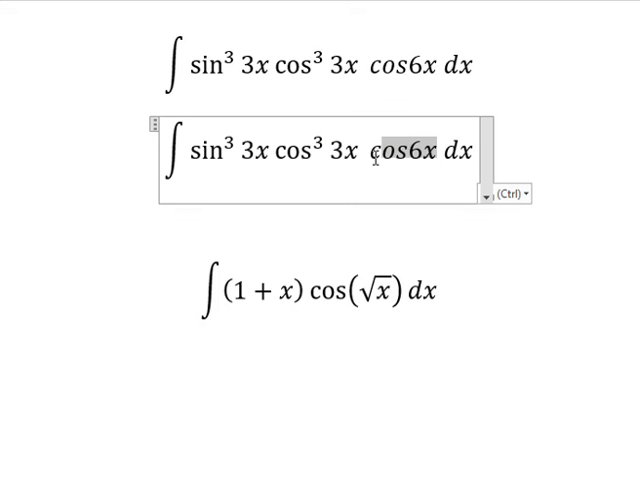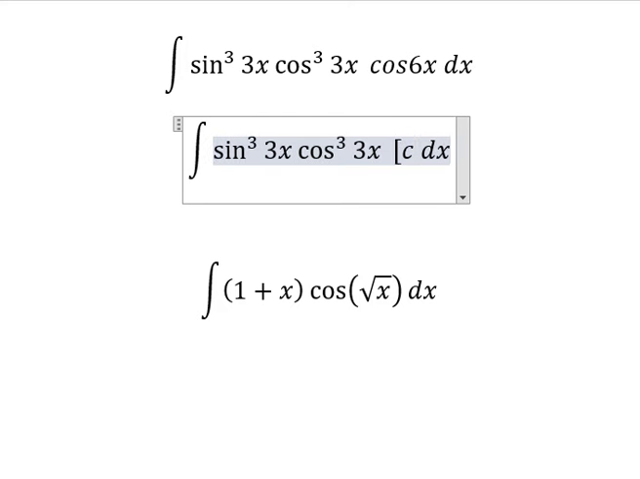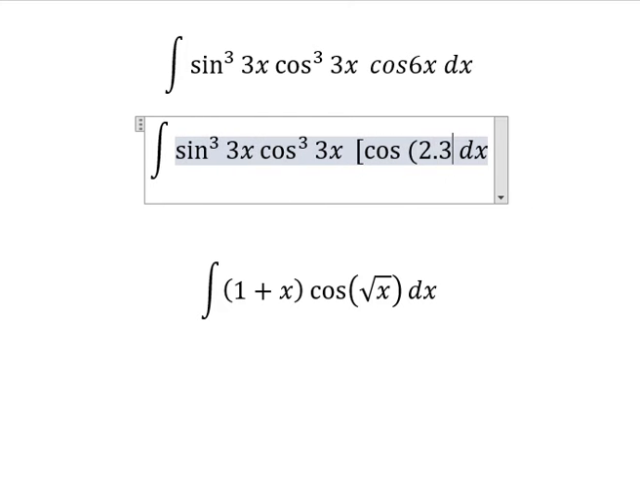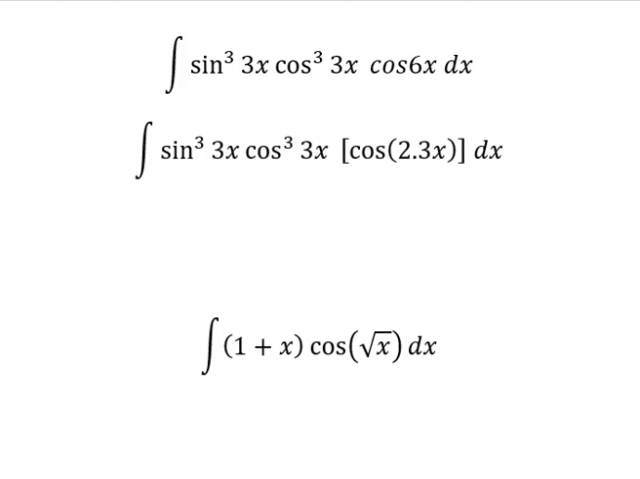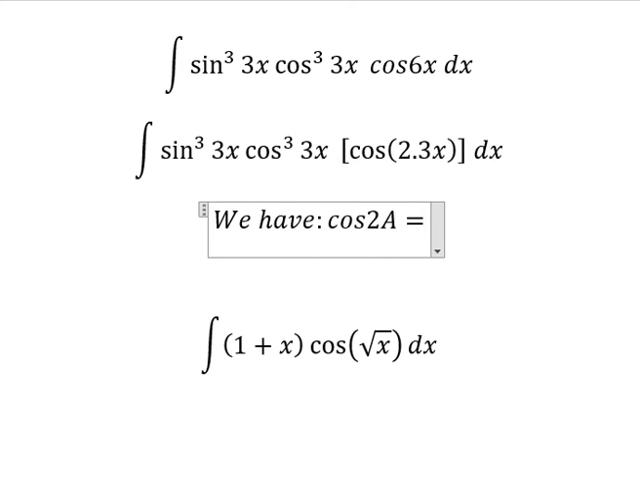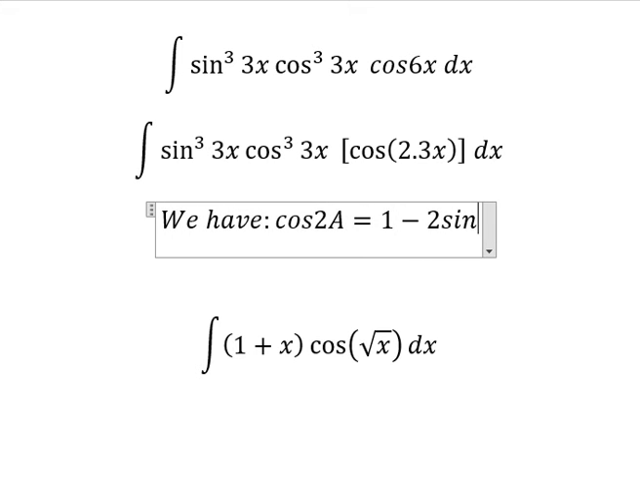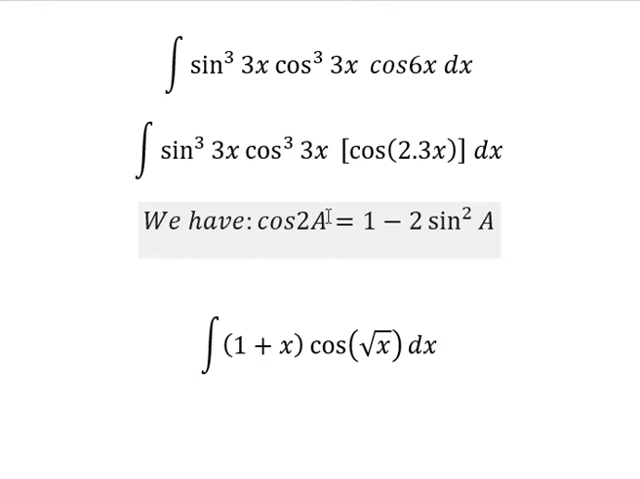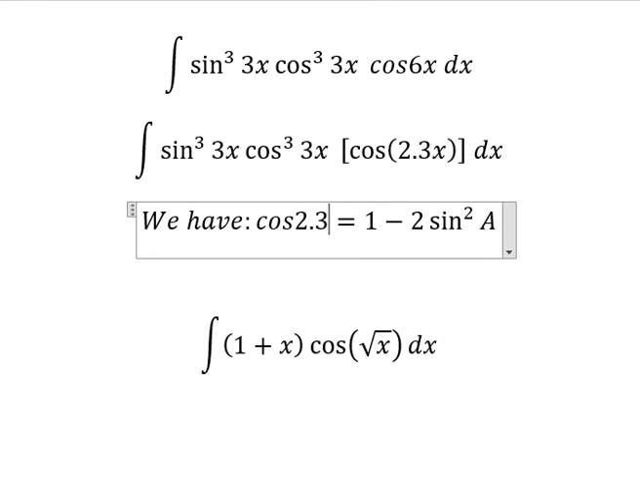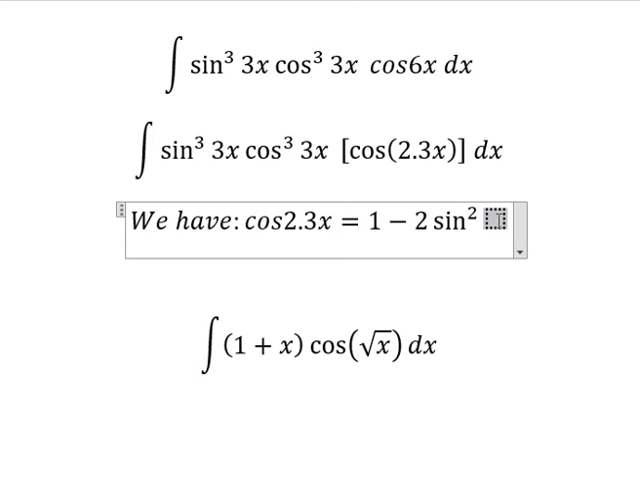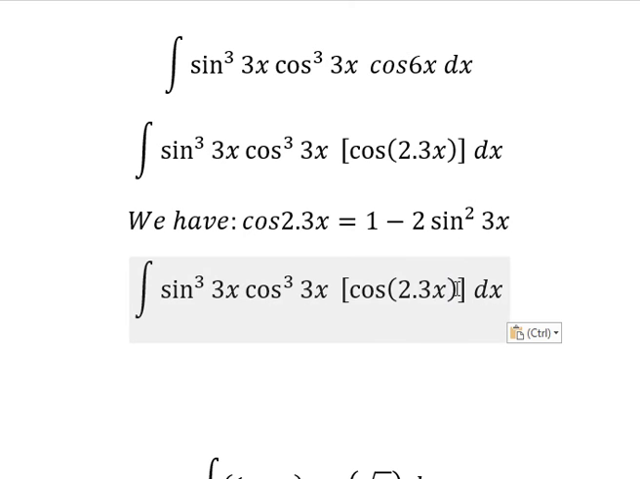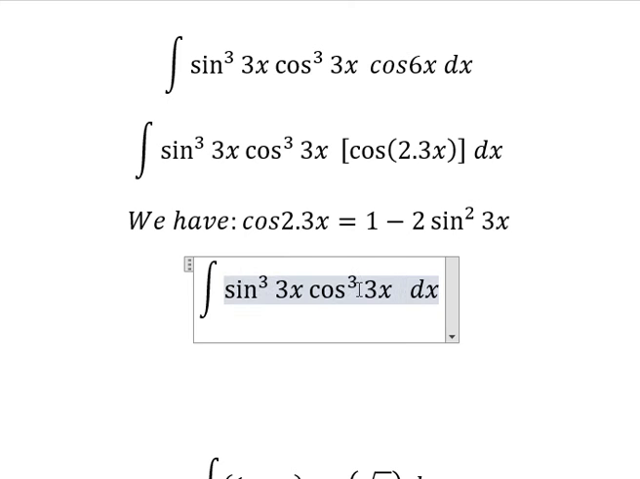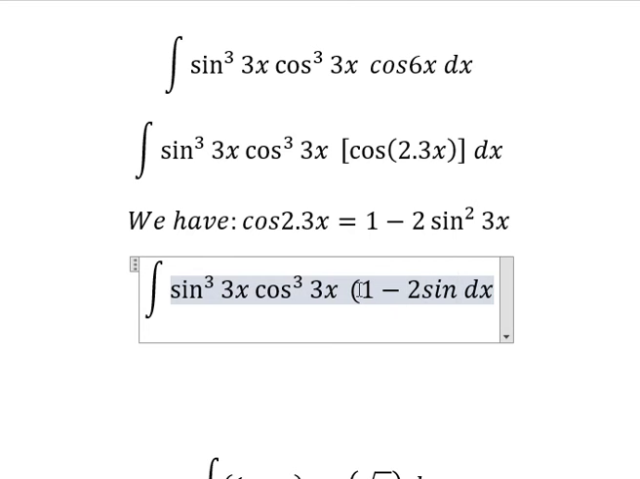About cosine 6x, we can put it into cosine of 2 multiplied by 3x. So we know that cosine 2A equals 1 minus 2 sine A squared. Capital A, that's about 3x. And we change capital A into 3x. That means this one in here, we will change for 1 minus 2 sine 3x squared.